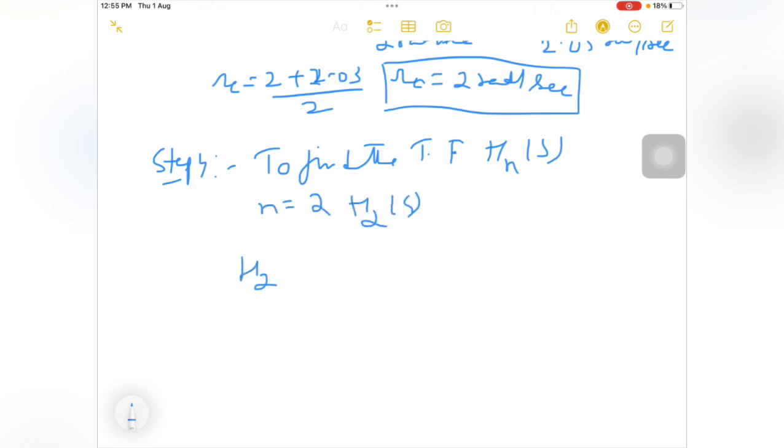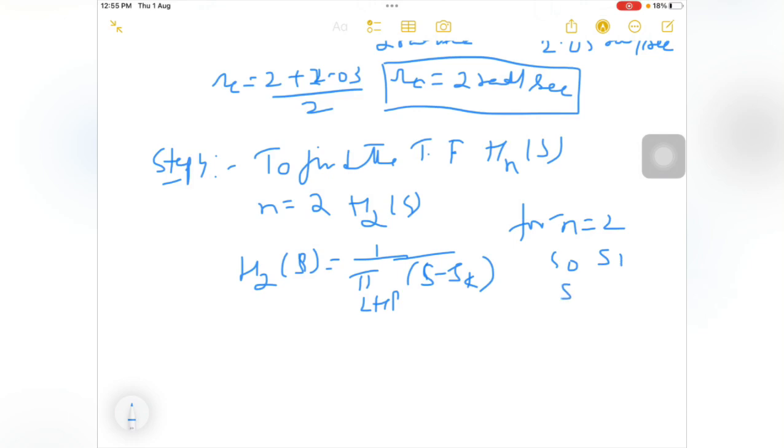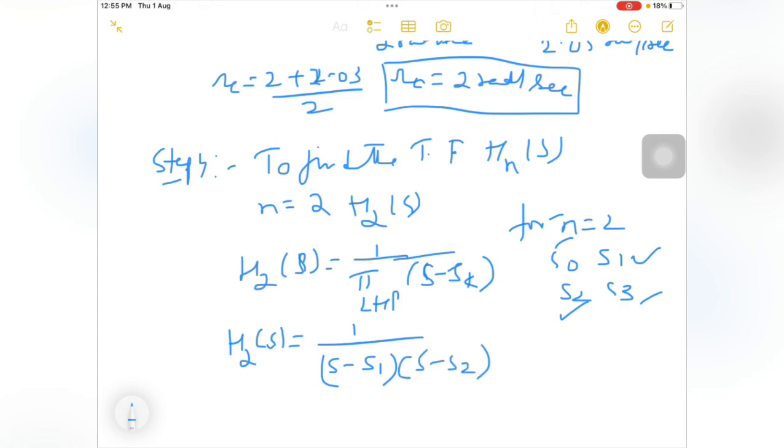Now what is my H2 of s? H2 of s is equal to 1 divided by the product of left half poles of s minus sk. For n equal to 2, we will get 4 poles: s0, s1, s2 and s3. Out of these 4 poles, s1 and s2 are left half poles and s0 and s3 are right half poles. Now consider the left half poles, as from the previous discussions. So 1 divided by (s minus s1) and (s minus s2).